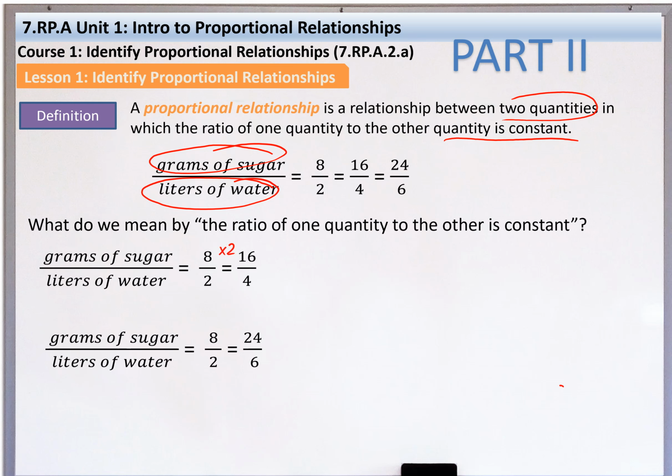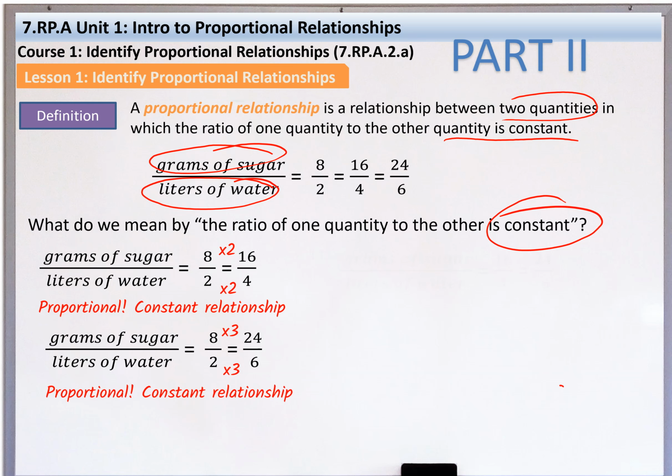So the scale factor here is 8 times 2 is 16. My scale factor is 2. The numerator and denominator have the same scale factor. It's constant. They're proportional. Same scale factor. 8 times 3, 2 times 3, gives me the same fraction. They're equivalent. They're proportional. Scale factor.